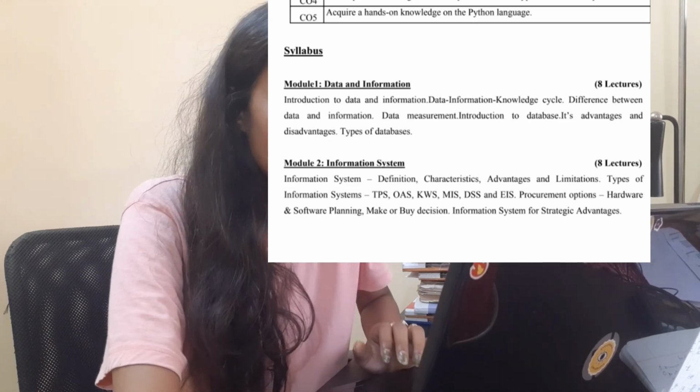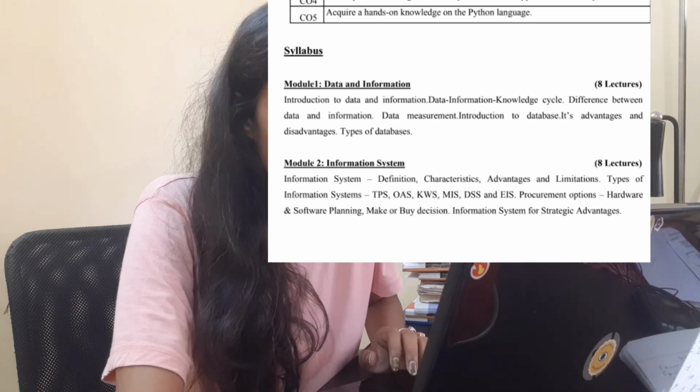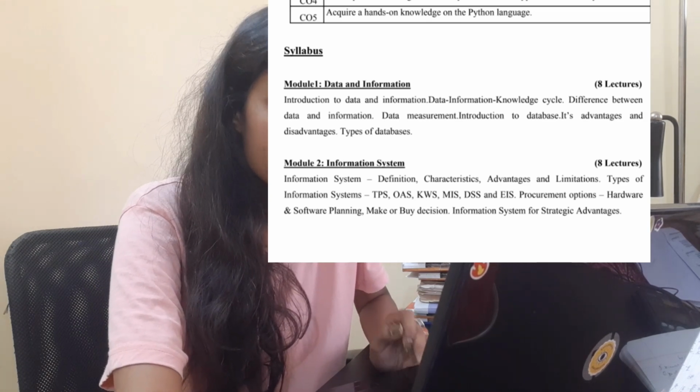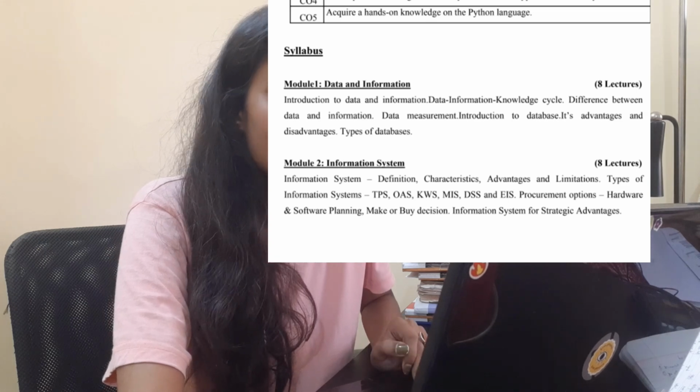Talking about the second module, information system, in which you will have to study information system definition, characteristics, advantages and limitations, types of information system, procurement options, that is hardware and software planning, make or buy decision, information system for strategic advantages. Now the third module is e-commerce, in which you will have to study introduction to e-commerce, evolution of e-commerce, emerging trends in e-commerce, and difference between e-commerce and e-business.